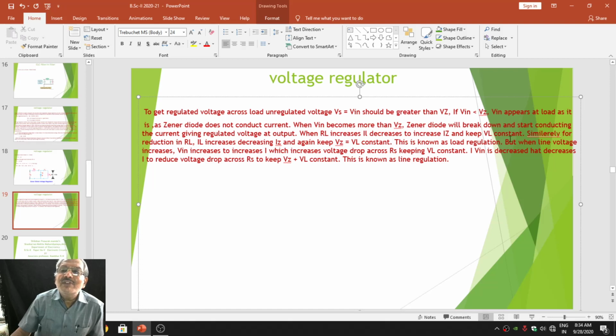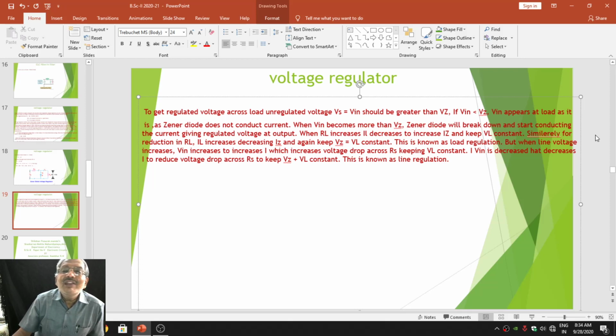This process is known as the load regulation. Means even though the load is changed, irrespective of the variation of the load the output voltage remains constant, and that is done by means of a Zener diode. This process is known as the load regulation.